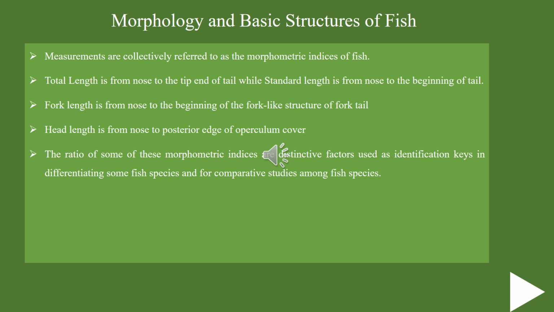Head length is taken from the nose to posterior edge of operculum cover. Eyes diameter can also be taken, which is the distance between the maximum margins of the orbit eyes. These measurements are very, very important. You see, the ratio of some of these morphometric indices are distinctive factors used as identification key in differentiating some fish species and for comparative studies among fish species.